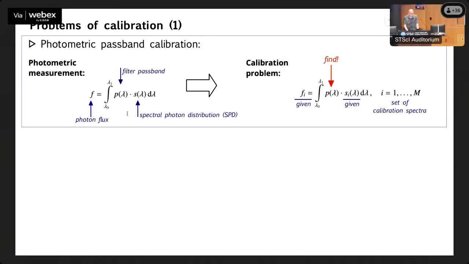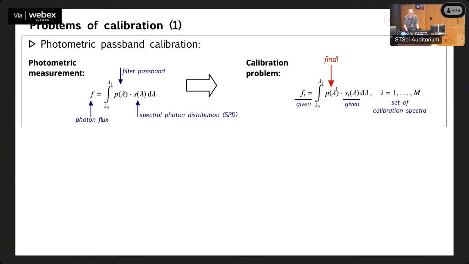Starting with the equations, the first one is a very basic, plain and fundamental description of a photometric measurement. We have some photon flux, if we have a photon counting instrument, as we usually do. This is related to the spectral photon distribution by multiplying it with a filter passband and integrating over all wavelengths of relevance. The calibration problem is: assume we have, keeping it abstract, a set of M calibration spectra with a well-known spectral photon distribution, and we have the measured photon fluxes in the filter passband. We can assume this to be given, and the problem is finding the passband.